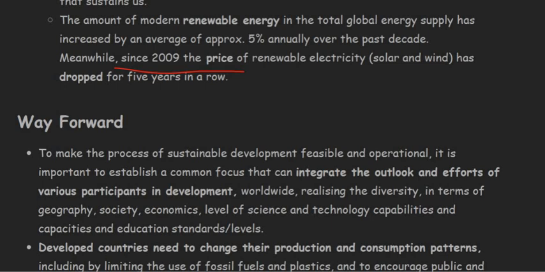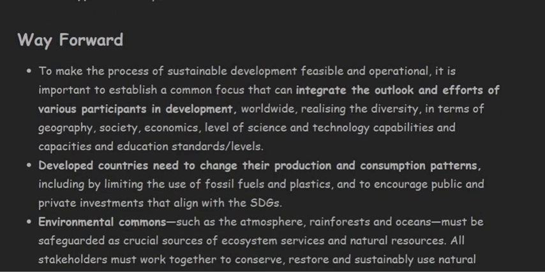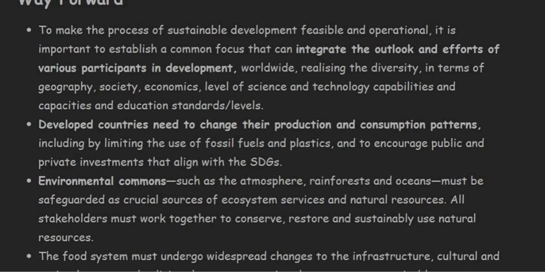To make the process of sustainable development feasible and operational, it is important to establish a common focus that can integrate the outlook and efforts of various participants in development worldwide, realizing the diversity in terms of geography, society, economics, level of science and technology capabilities and capacities, and education standards or levels. Developed countries need to change their production and consumption patterns, including by limiting the use of fossil fuels and plastics, and to encourage public and private investments that align with the SDGs.